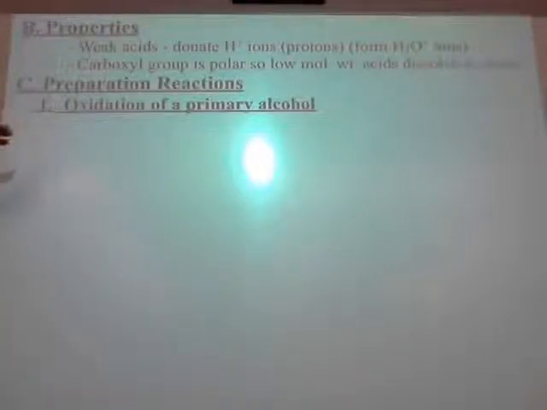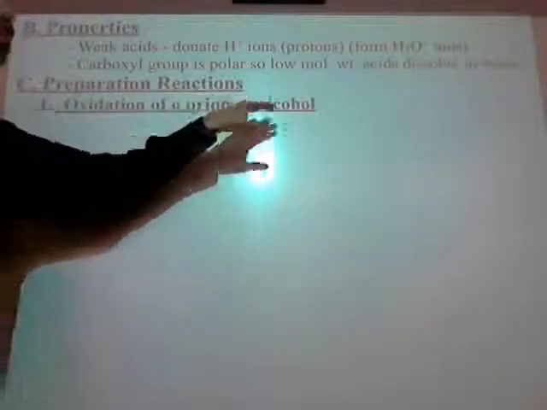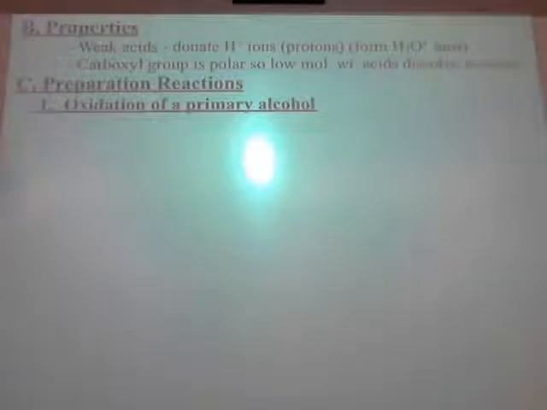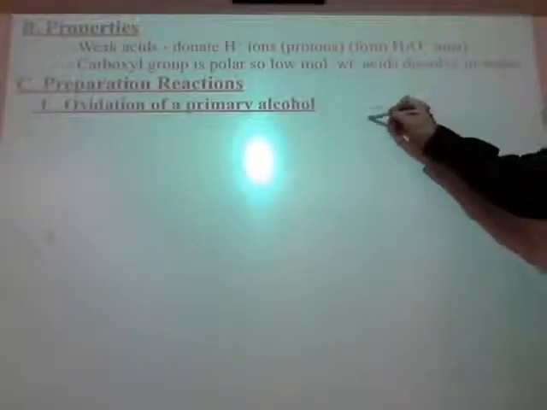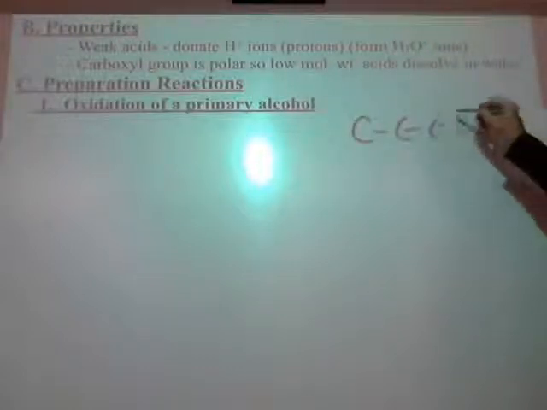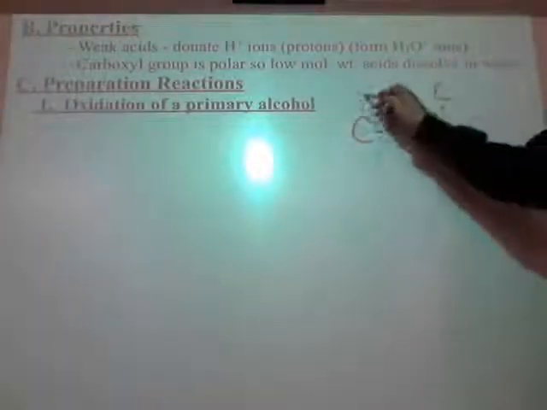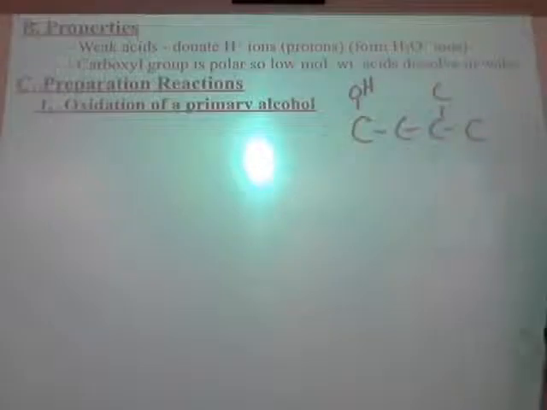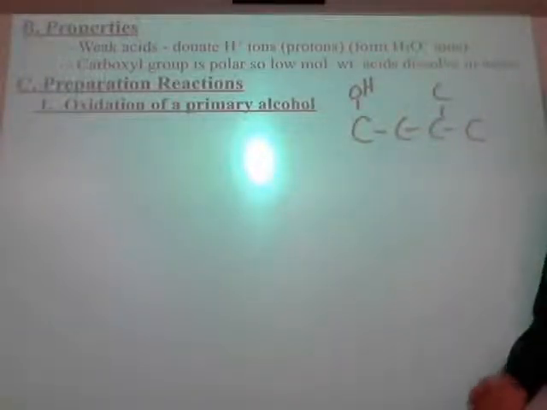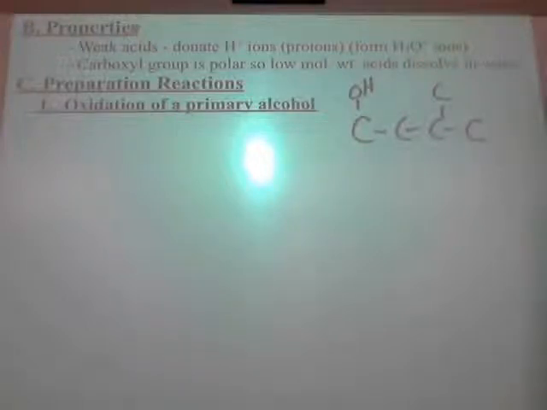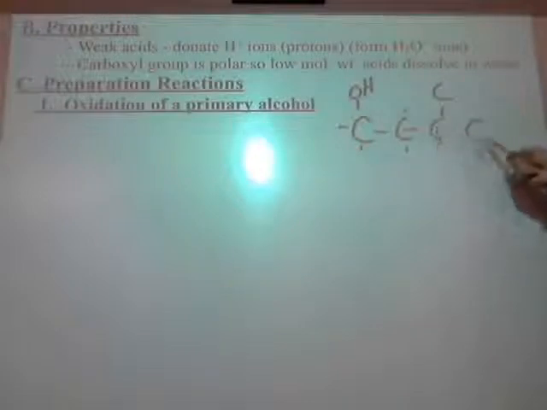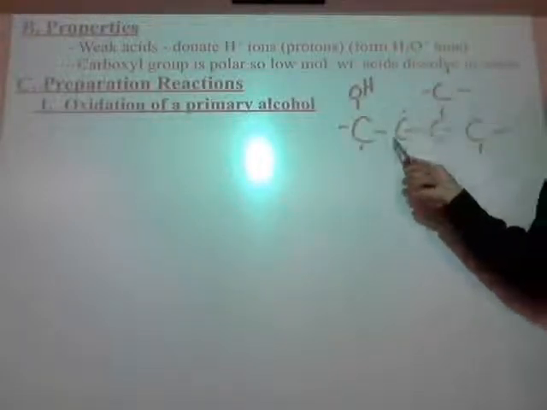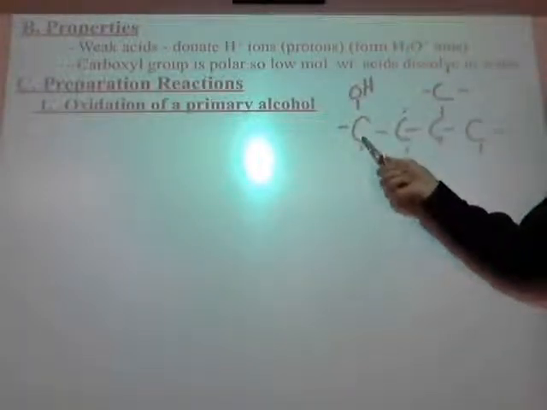This has to be a primary alcohol. What do I mean by primary alcohol? Let's say I've got this compound and the OH is here. Is that a primary alcohol? What did I mean by primary, secondary, and tertiary? Remember that from last week? It meant this guy's attached to a carbon that is attached to only one other carbon. So that is a primary alcohol.